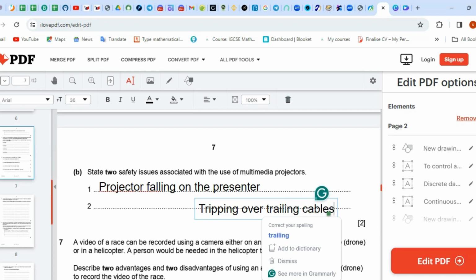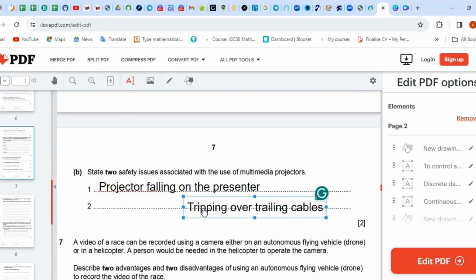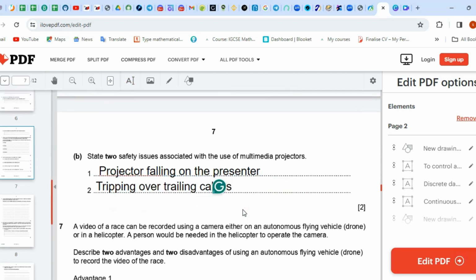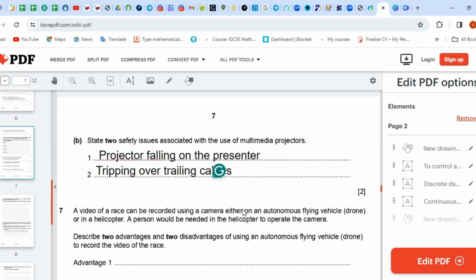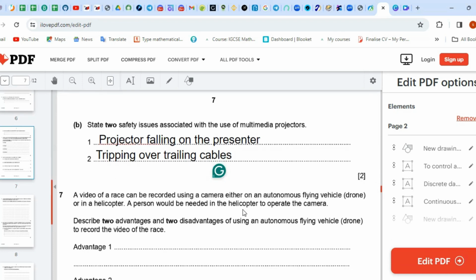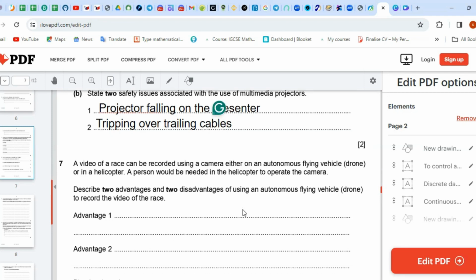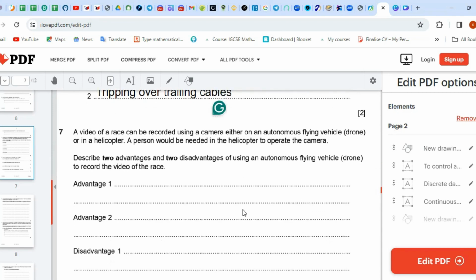Another one is that what? Electrical fire due to overheating of the projector. That's another one, but we are told to just list two here. So I'm going to give you these two and another two. So another two is electrical fire due to overheating of the projector. That can happen. Another one is electrocution caused by liquid spilling on the projector. So those are also safety issues that are associated with the use of multimedia projectors.